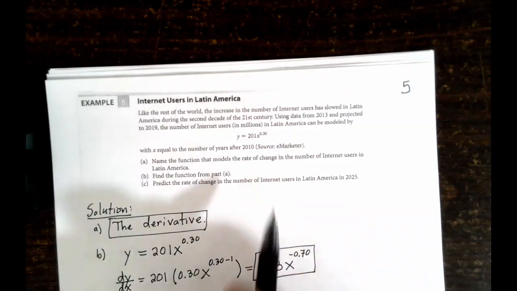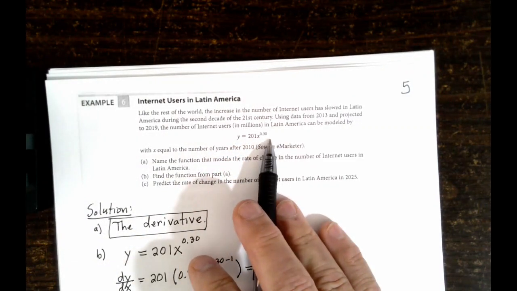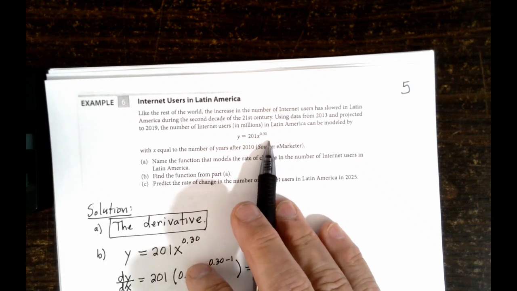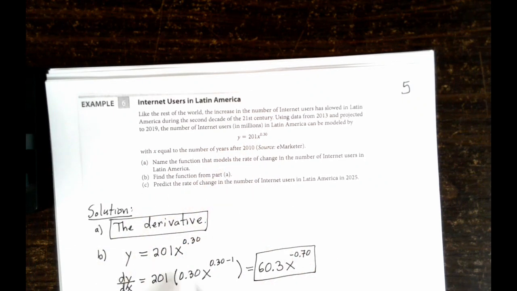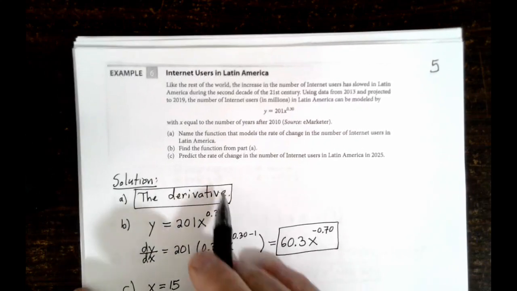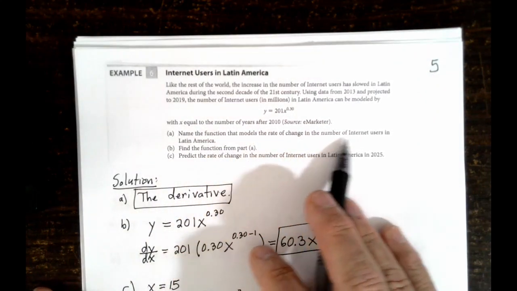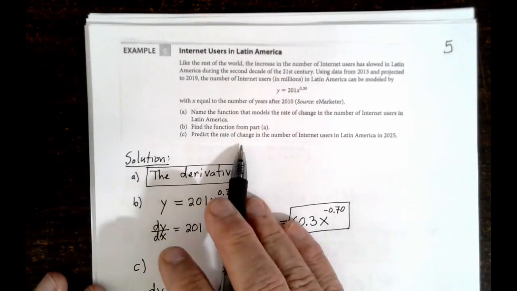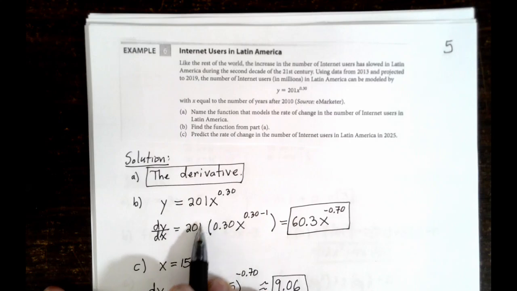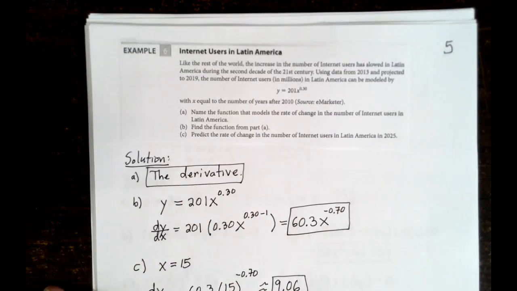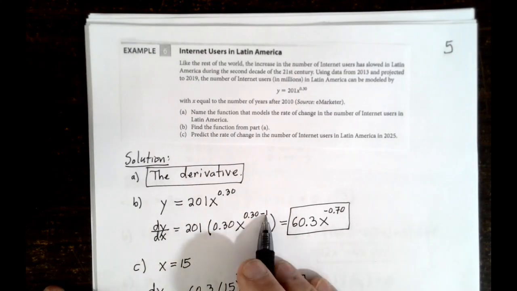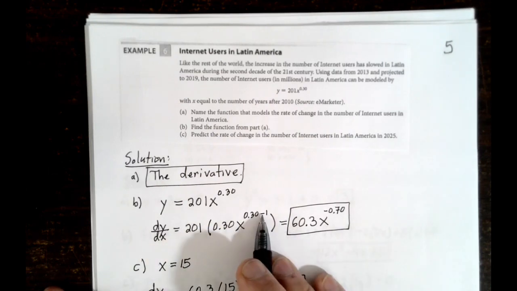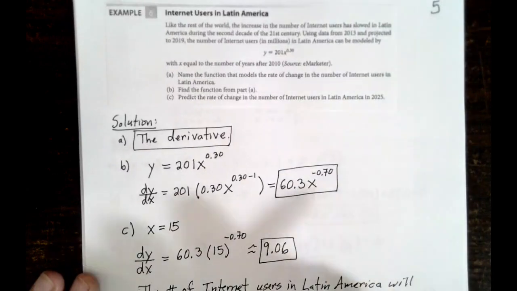Example 6, talking about this guy here. This is a formula that projects the number of internet users based on the year, where x is the number of years after 2010. So it says, name the function that models the rate of change in the number of internet users in Latin America. Well, that's the derivative. B says, find that function. So we're going to take the derivative. We leave the 201 out front. We bring the exponent out front and subtract 1 from the exponent. And we multiply those two to give you 60.3. We subtract 1 from that to give us negative 0.70.